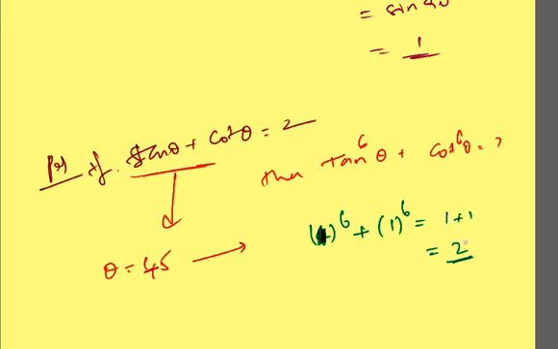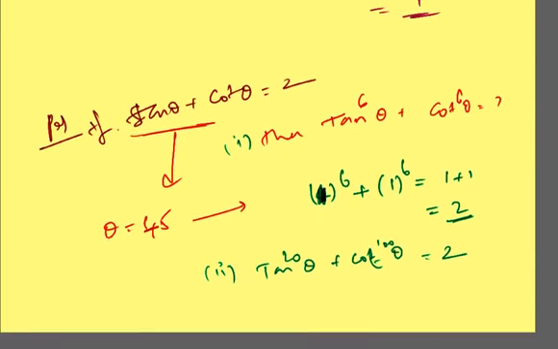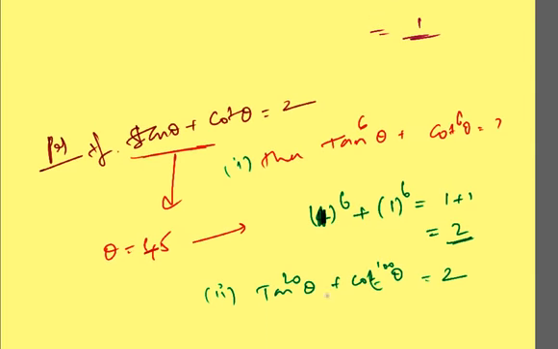This question was asked n number of times in the exam. Sometimes the same question will be given and he will ask us to find tan power 20 theta plus cot power 100 theta. The answer is 2. Same thing: tan 45 is 1, and 1 power anything is 1 only. Cot power 100 means 1 power anything is 1 only. So the answer is 2. However many times, this is how you will solve the problem. Once you know the values, you can answer the questions. Otherwise, it will be very difficult to solve the problems.